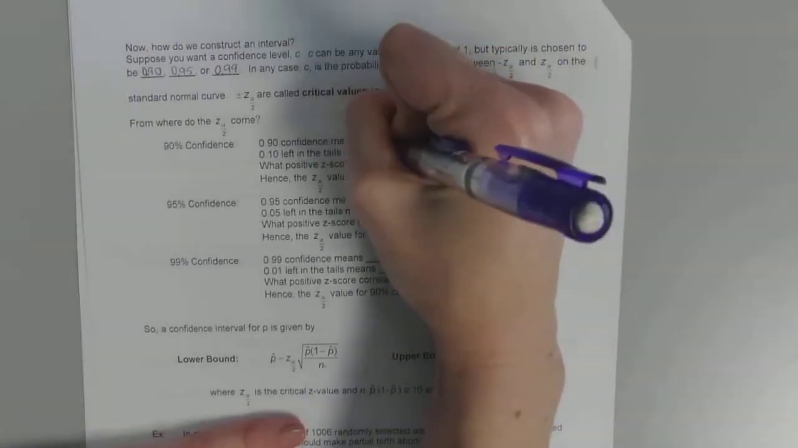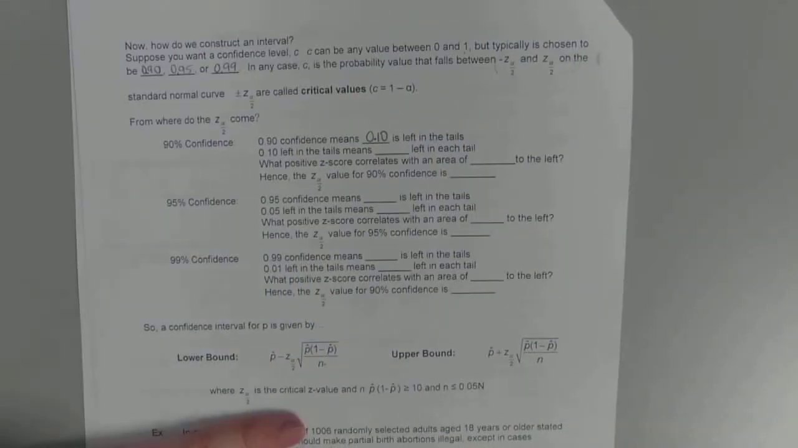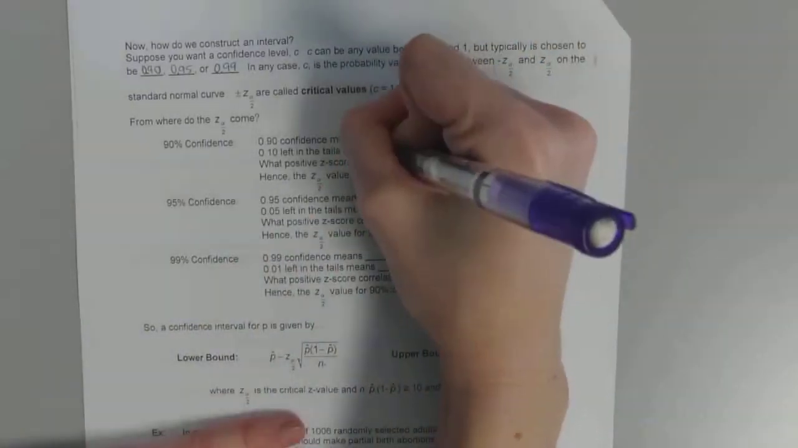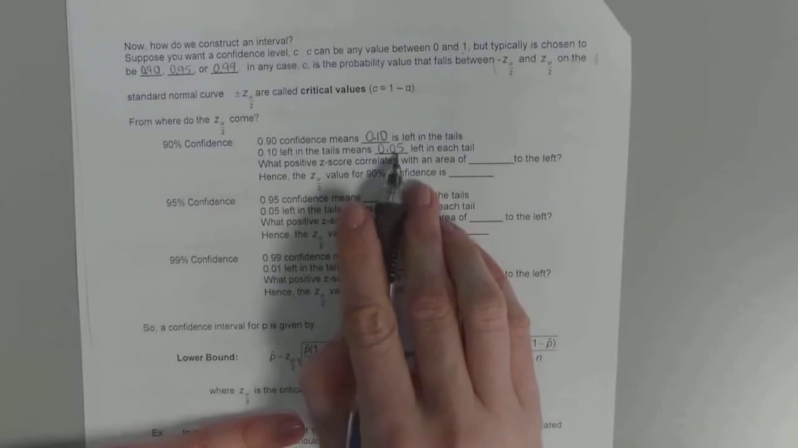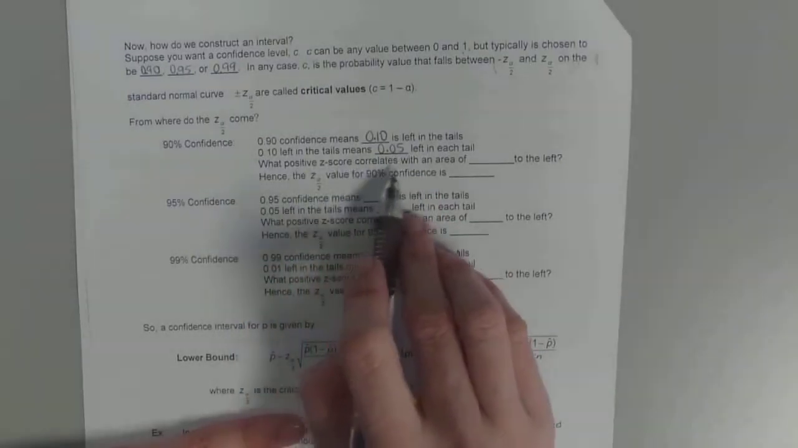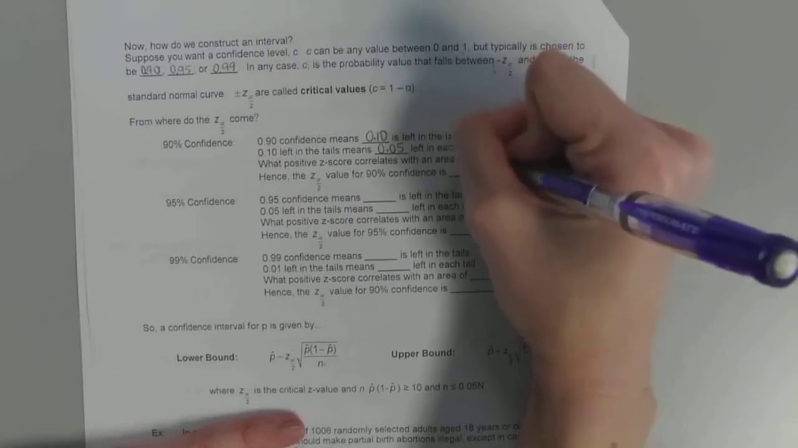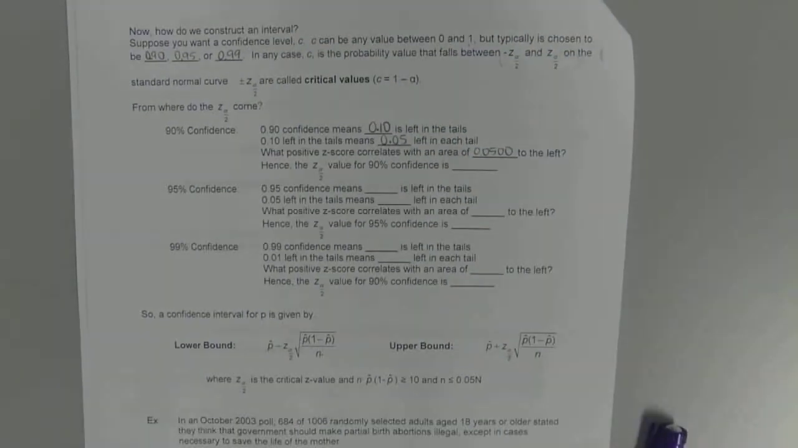10, right? But if there's 10 in the tails total, how much are in each tail? 0.05. But remember when I taught this, I said what we want to keep in mind is that this is technically an area. So what we want to do is see what positive z-score correlates to an area of 0.0500. So go ahead and get out your grade sheet.